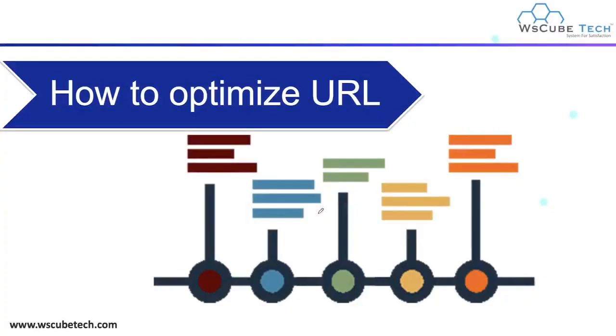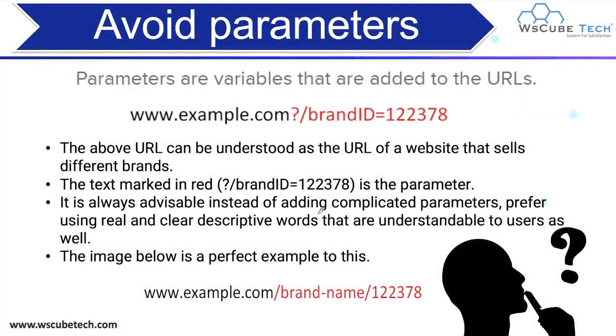Okay. Now the question is how to optimize this particular URL. As now we understand what a URL is, how can we change the URL slug for any particular post or web page? So now we have some steps which we have to follow to optimize our URL structure.